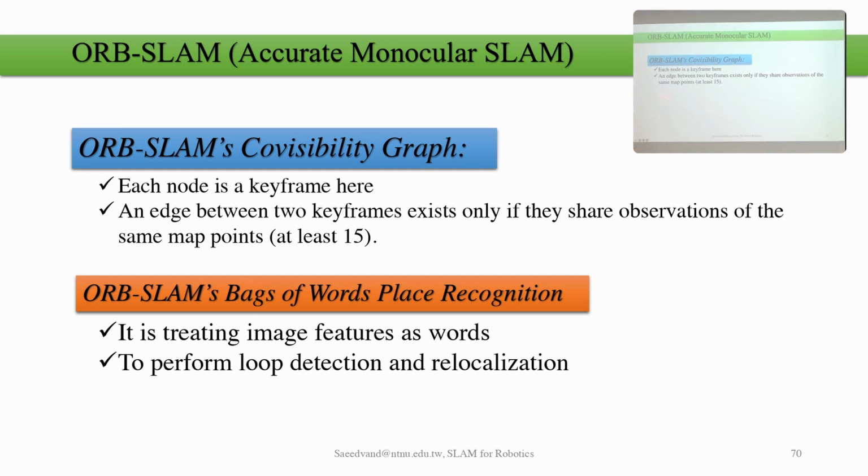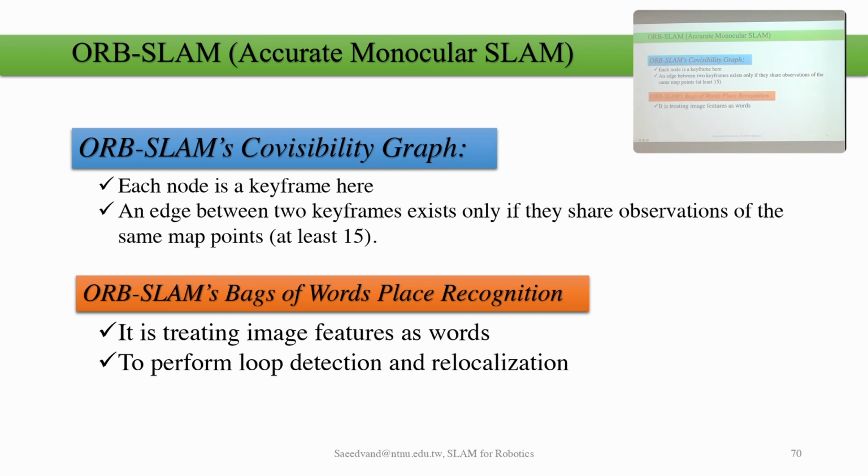So this is in constructing the co-visibility graph of ORB-SLAM. Because we discussed the co-visibility graph in general, but you can see how the edges and nodes are defined.